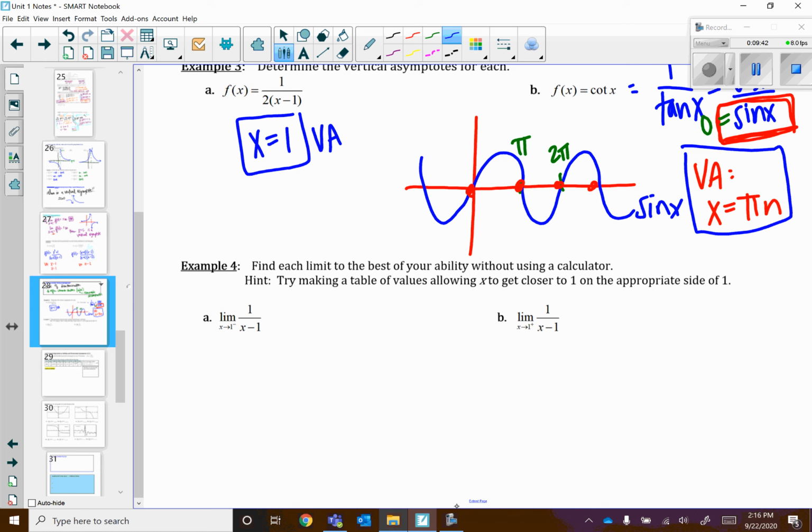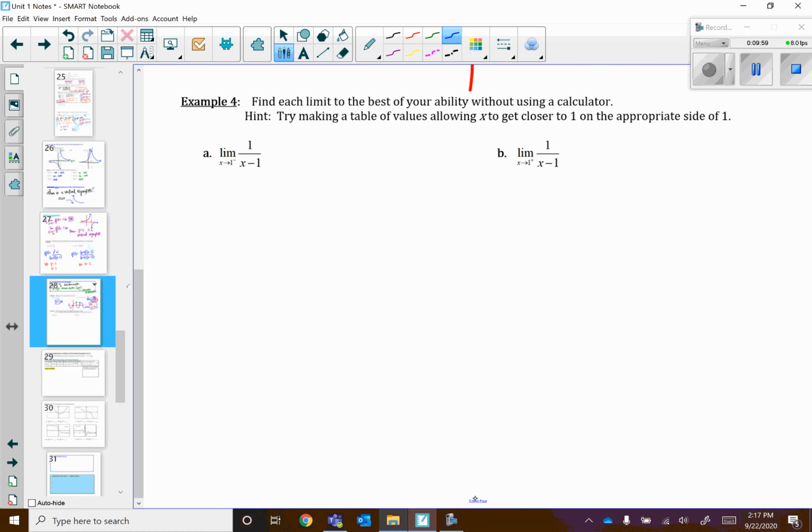And my last example is another example where we're not going to use the graph. We're going to kind of think about it in terms of a table. So find each limit to the best of your ability without using a calculator. Hint, try making a table of values, allowing x to get closer to 1 on the appropriate side of 1. So for this first problem, the limit as x approaches 1 from the negative side, I am going to make a table of values like it suggested.